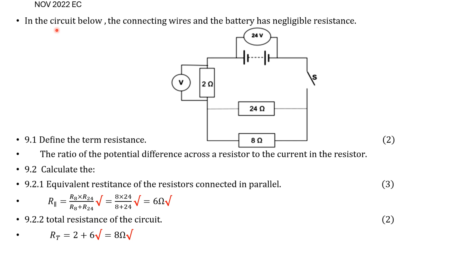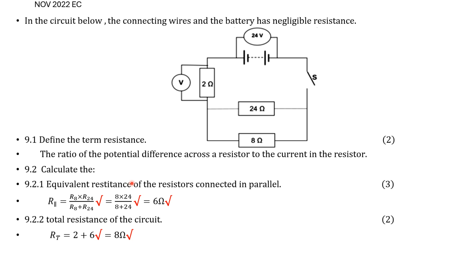So 9.1, define the term resistance. In short, it's simply the ratio of the potential difference across a resistor to the current in the resistor. So ratio between potential difference and current across a resistor, 2 marks. 9.2, calculate the equivalent resistance or the total resistance for those two then.